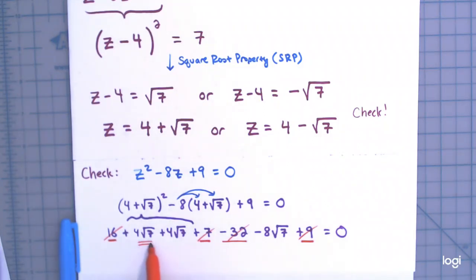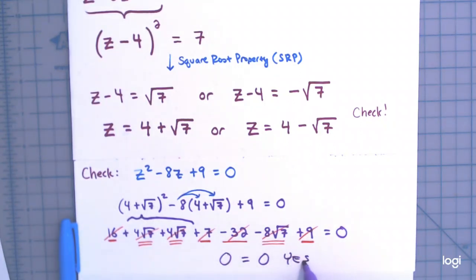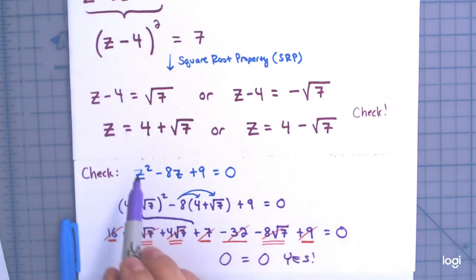And then look at the radical terms. I've got 4 times the square root of 7 plus another 4 times the square root of 7. That's 8 times the square root of 7. And then look, you have minus 8 square root of 7. So all three of these just get rid of each other, and you're left with 0 on the left equals 0 on the right. Yes, indeed, 4 plus the square root of 7 is a very good solution to this equation.